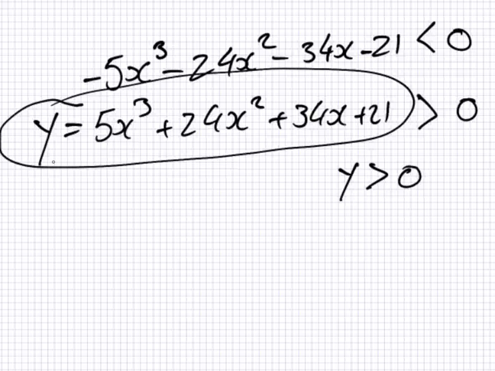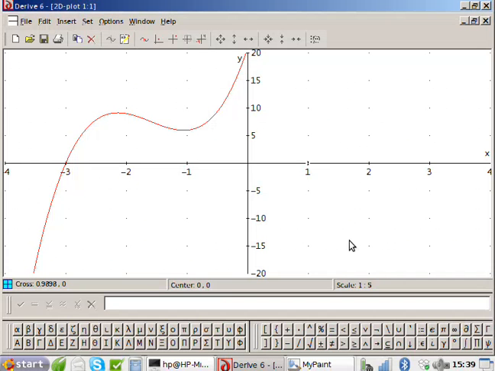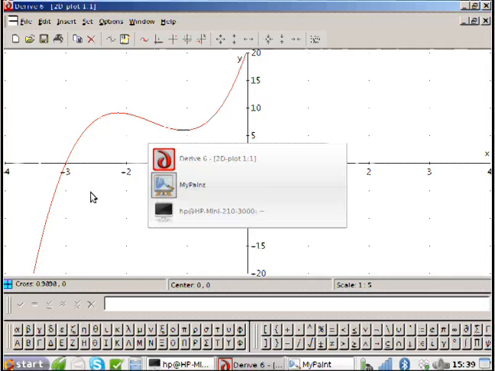I'll show you a nice one. 16x cubed plus 56x squared plus 49x. Let's draw that. There you go. So that's what it looks like then.